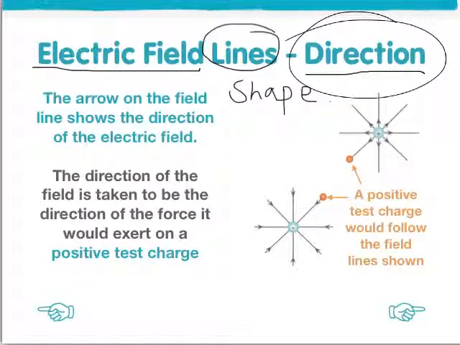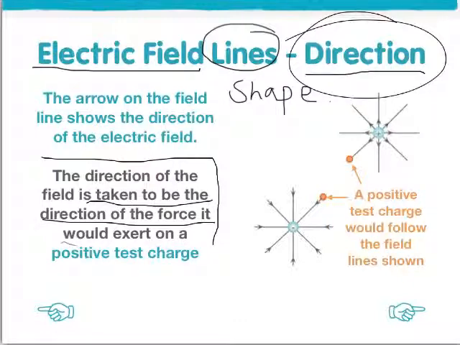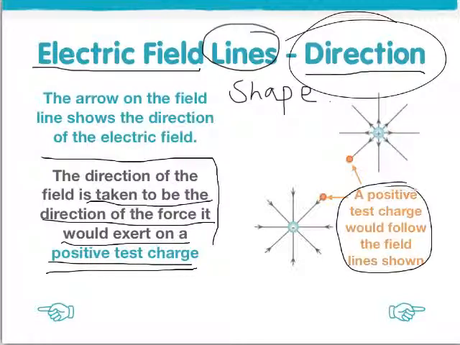The convention is that the direction of the field lines that you draw is taken to be the direction of the force that would be exerted or act on a positive charge. So what does that mean? That means that if I was to place a positive test charge in these fields, the arrows would show me the direction that they would move. So the direction of the force that they would experience.